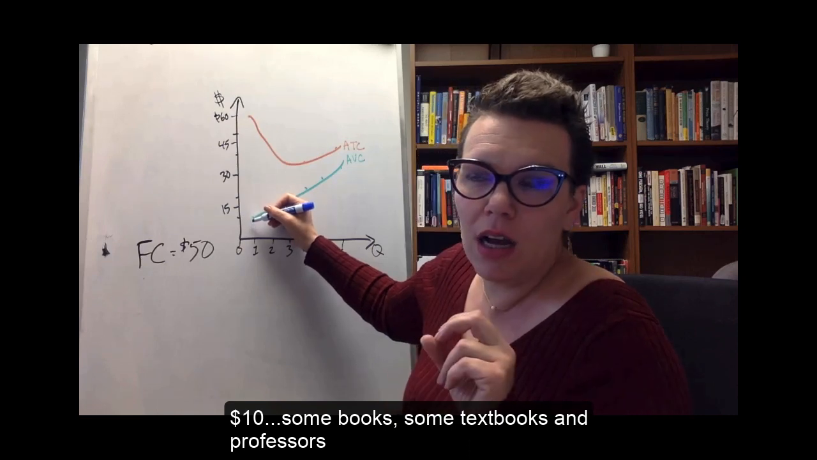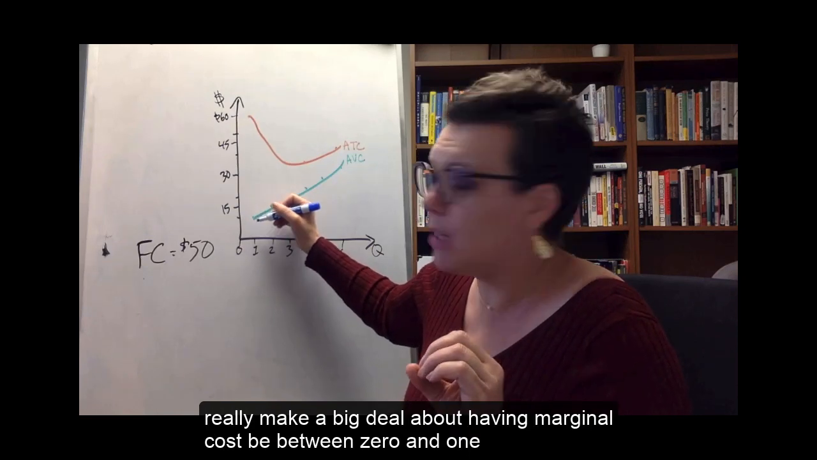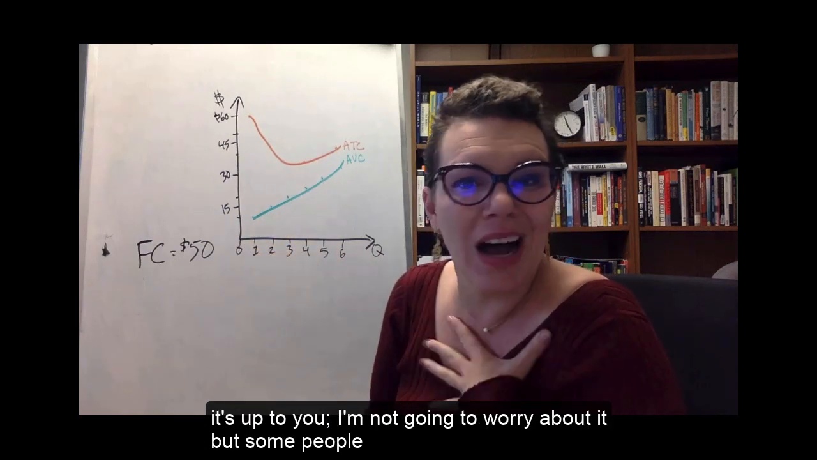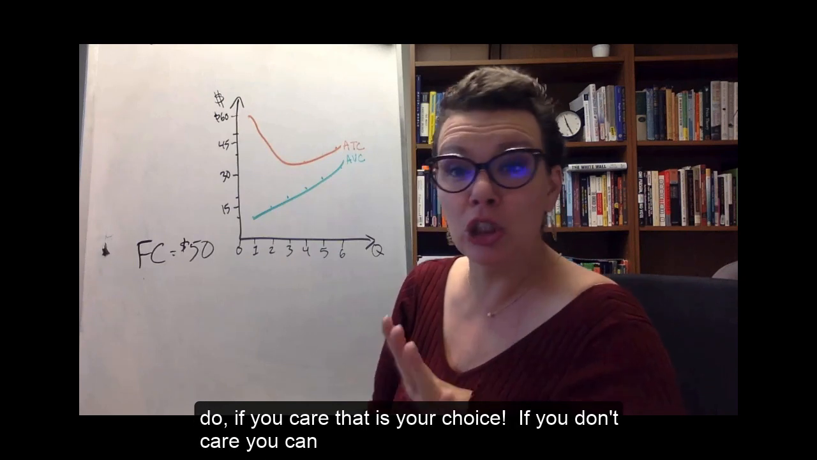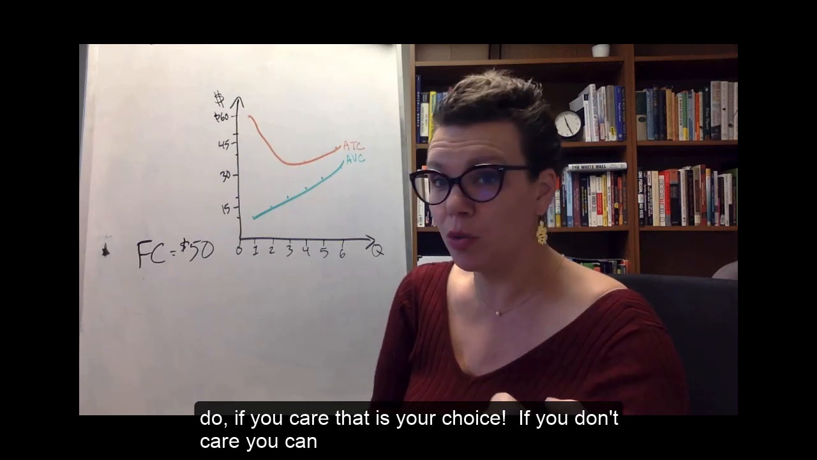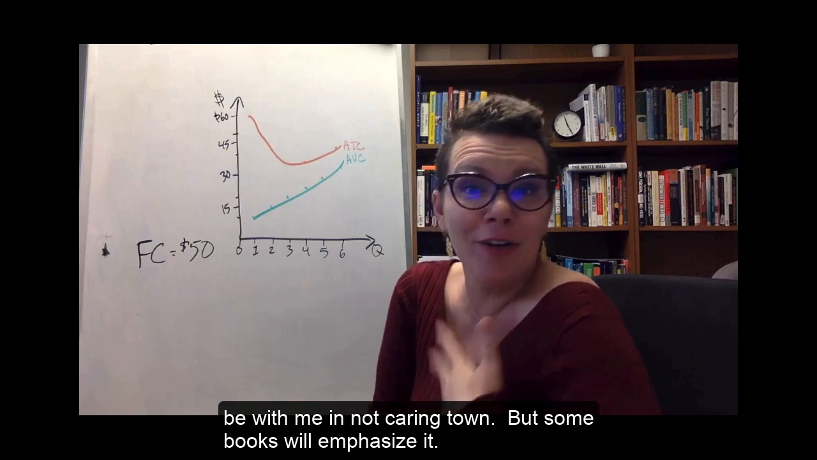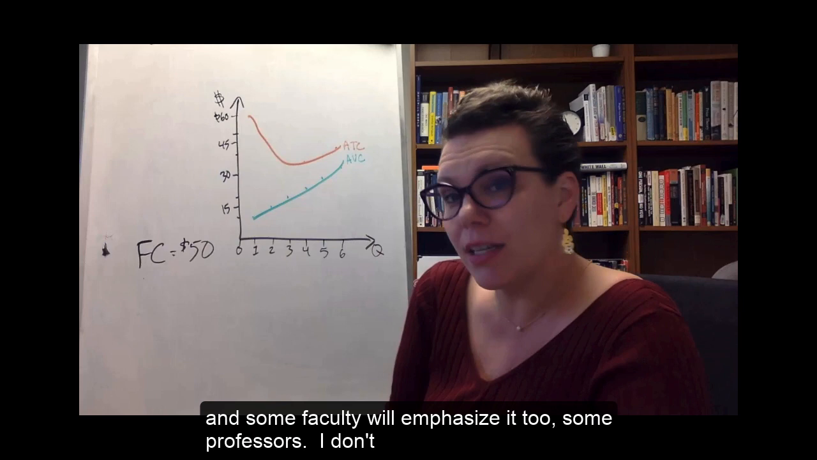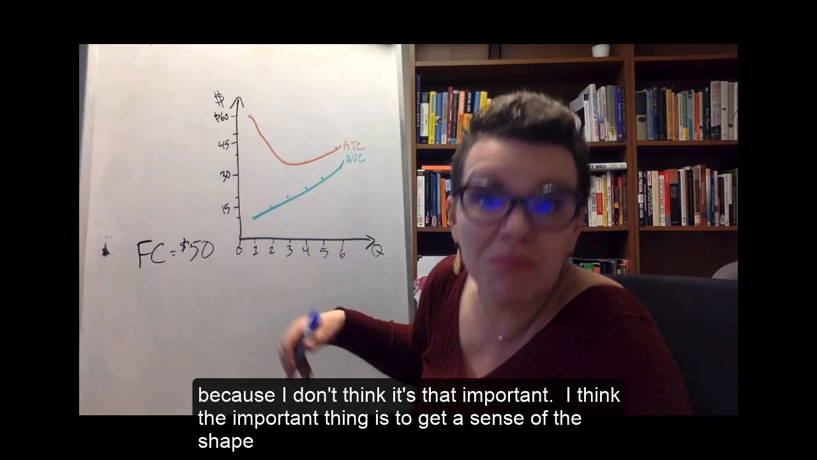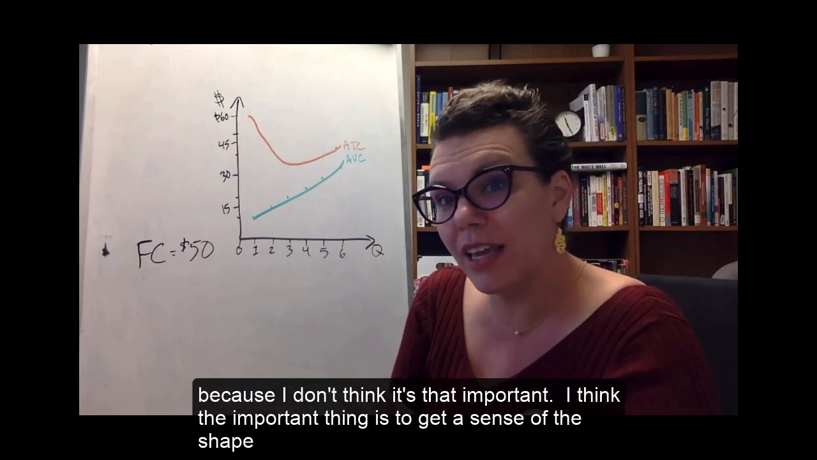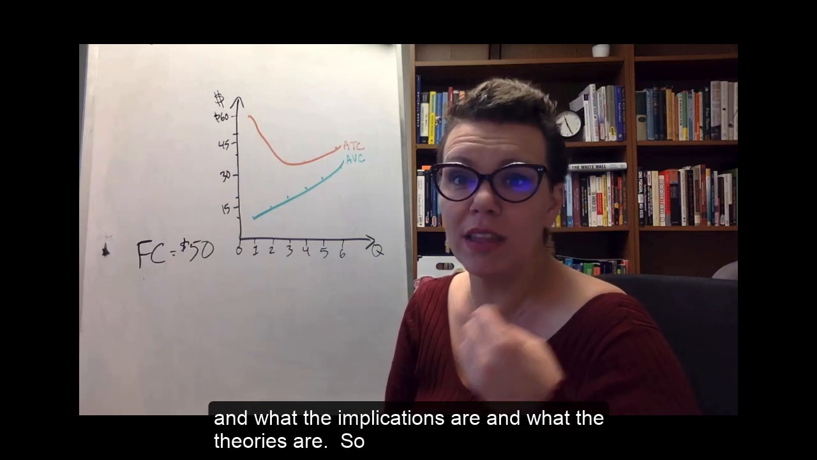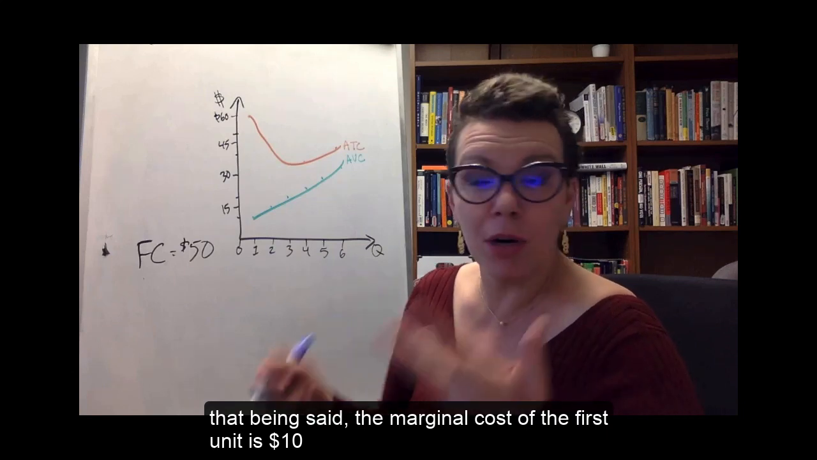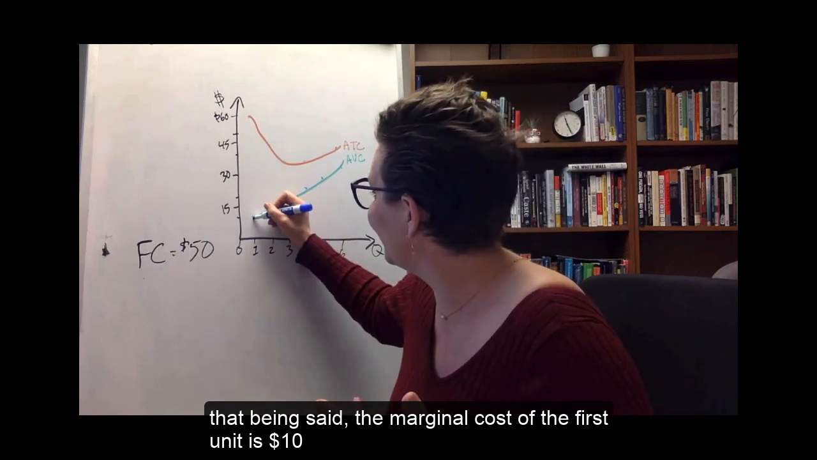Some books and textbooks and professors really make a big deal about having marginal cost be between 0 and 1. It's up to you. I'm not going to worry about it, but some people do. If you care, that is your choice. If you don't care, you can be with me over here in Not Caring Town. But some books will emphasize it, and some professors will really emphasize it too. But I don't, because I don't think it's that important. I think the important thing is to get the sense of the shapes and what the implications and the theories are.